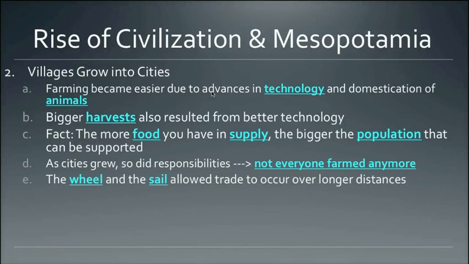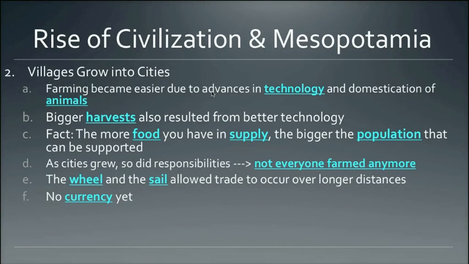A couple of major inventions come out of this period. The wheel and the sail allowed for trade to occur over longer distances. People weren't building boats yet that could go across oceans or anything yet, but being able to traverse rivers, lakes, and certain seas, maybe the Mediterranean Sea, maybe the Red Sea, certainly the sail would help you do that.